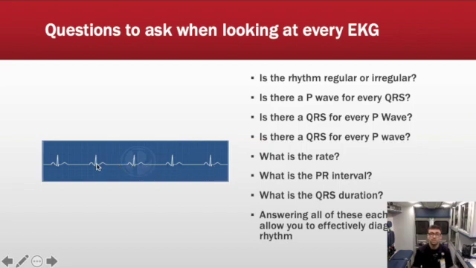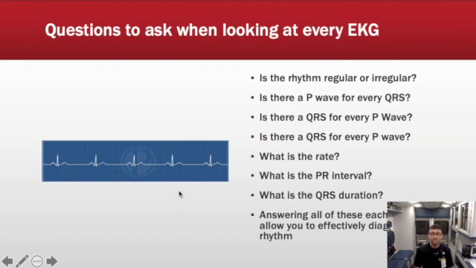It's pretty safe to say that this is regular. Is there a P wave for every QRS? There's 1, 2, 3, 4, 5. 1, 2, 3, 4, 5. Yes. Is there a QRS for every P wave? Yes. I don't know why that question's on there twice.